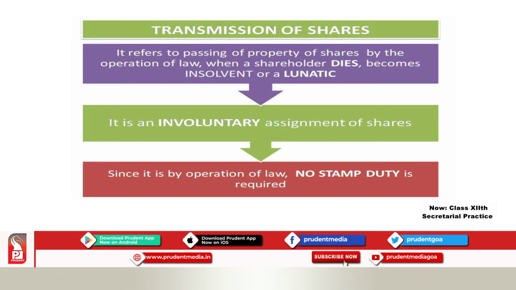Why we are calling it an involuntary assignment is because none of us want to be in those circumstances, which is in the first part of the screen. None of us want to be in that, but sometimes it happens to us. Okay? So, that is why it is called an involuntary assignment of shares, and because it is due to operation of law, you will not pay any stamp duty. No stamp duty will be paid. Okay? So, I hope you have understood.